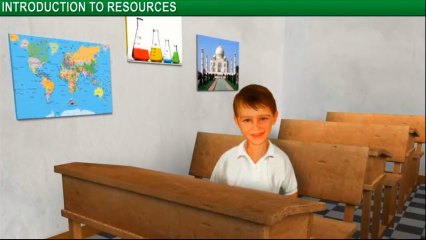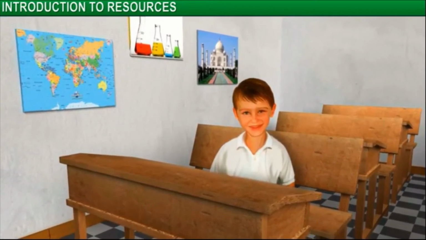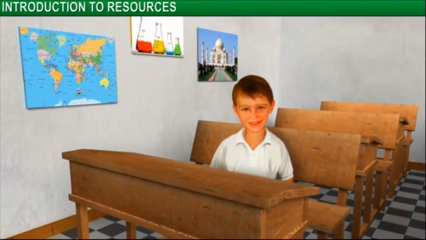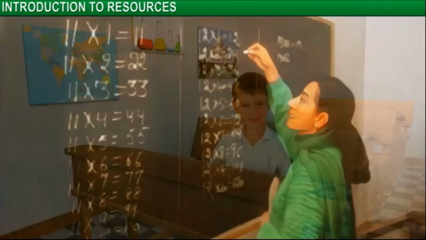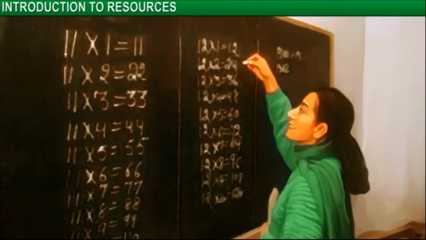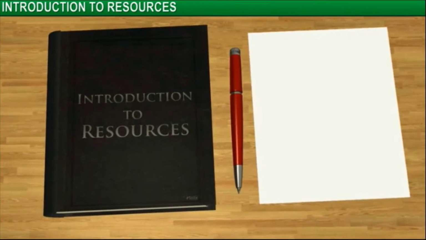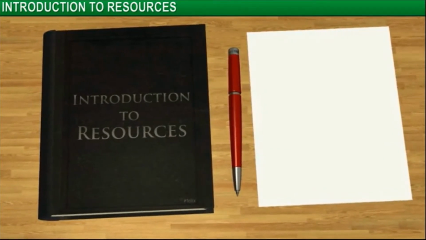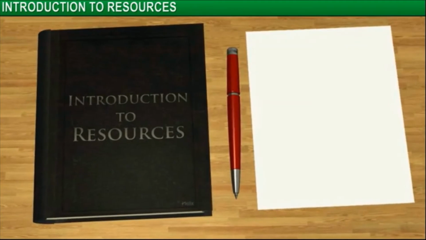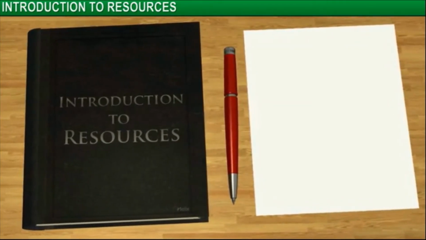Let's see some things that you use in the classroom. You sit on the bench and keep your books on the desk. Your teacher writes on the blackboard with a chalk. You use a pen and paper to write. All these things help us complete our work with ease. They help us satisfy our daily needs.